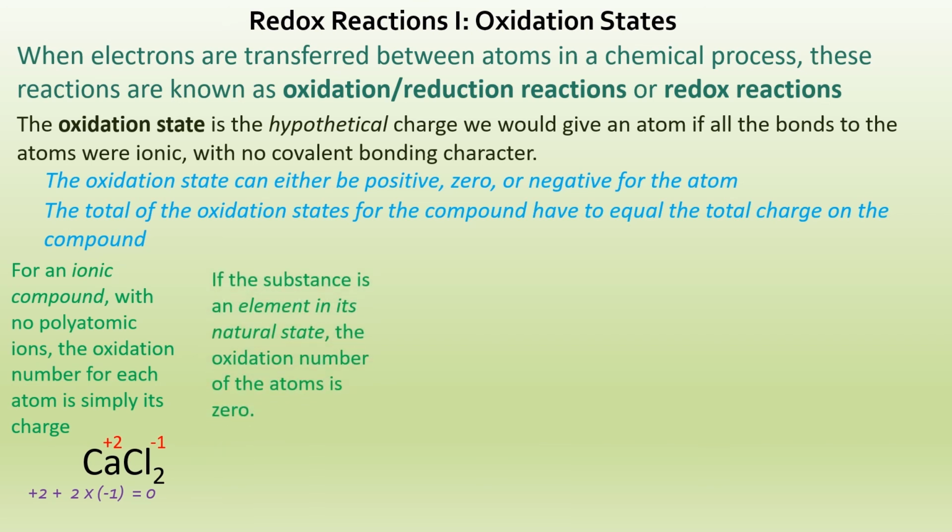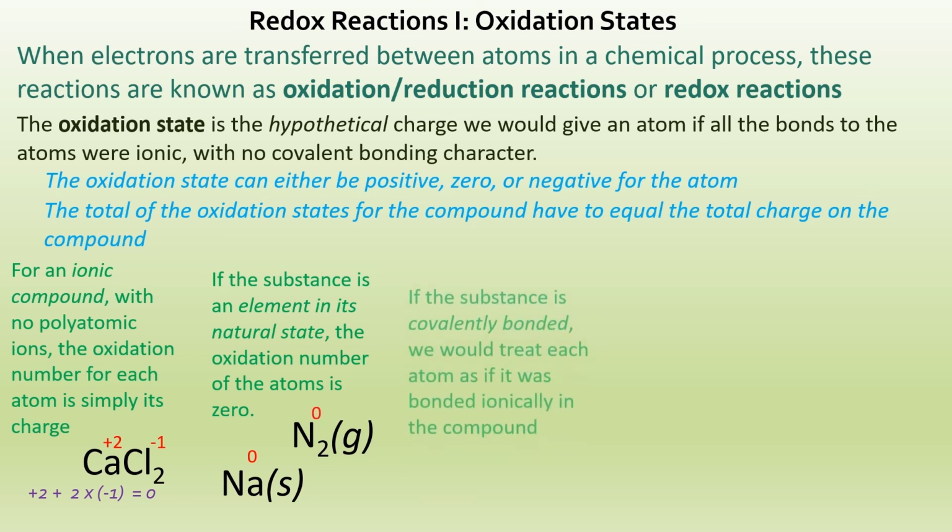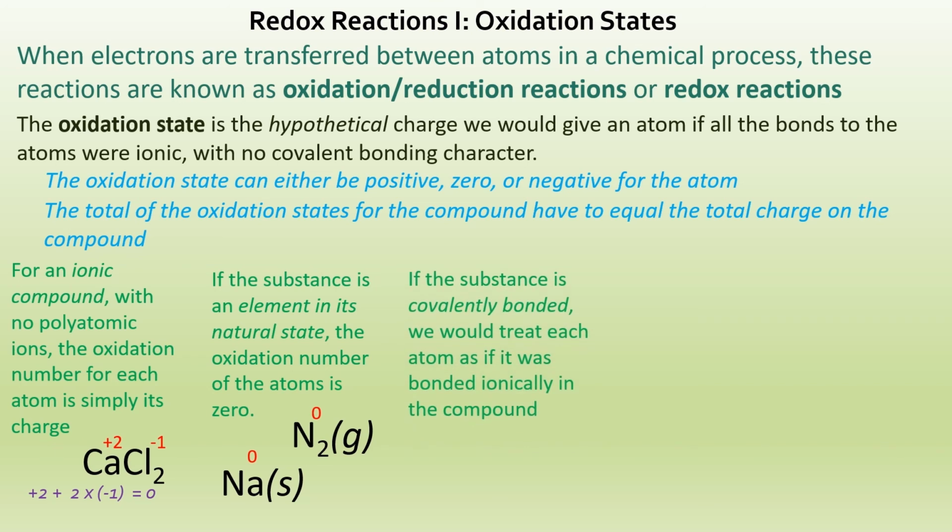Now, if the substance is an element in its natural state, the oxidation number of the atoms will always be 0. So, for sodium metal, the oxidation state of the sodium is 0, and if we're talking about diatomic nitrogen gas, the oxidation state of each nitrogen atom is 0. Again, if the substance is covalently bonded, we treat each atom as if it were bonded ionically in the compound. Now, we'll do a few examples.